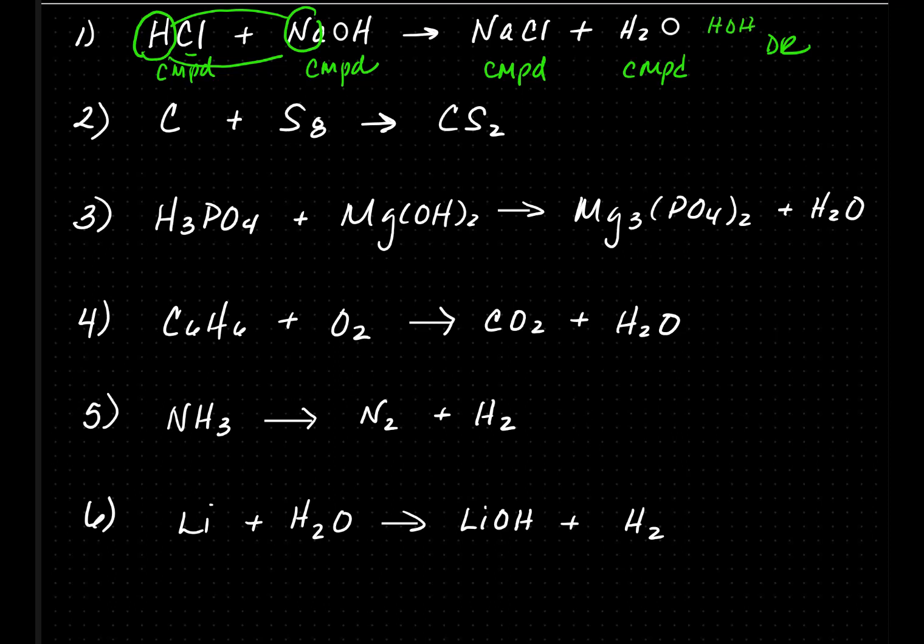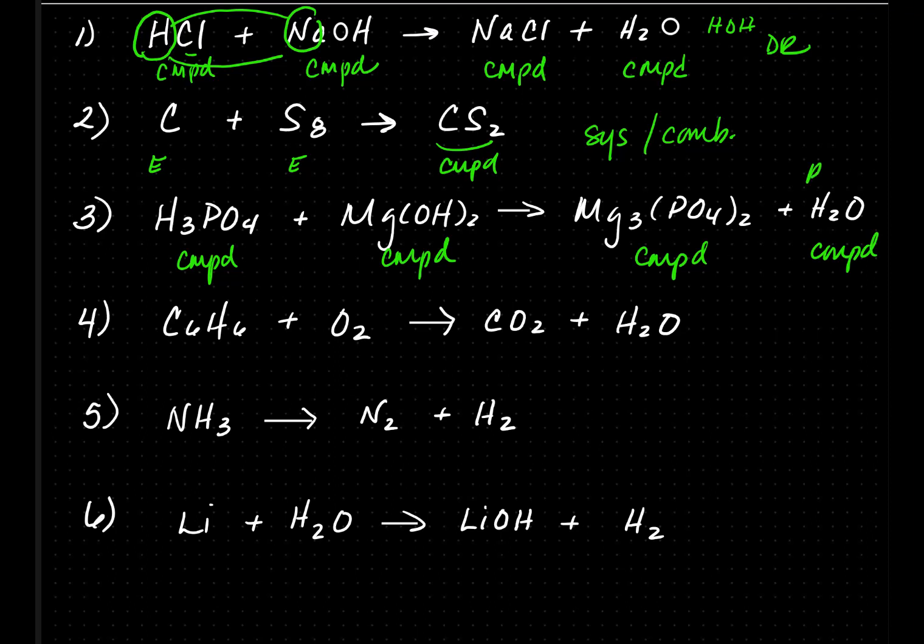We have an element here. We have an element here. And one big compound at the end. So this is a synthesis or a combination. Here we have a compound, and we have another compound. And at the end, we have a new compound and a new compound. So this is a double replacement. So hydrogen here, for acids, behaves like a metal. It swaps partners with magnesium. So magnesium's new partner is phosphate right here, and hydrogen's new partner is hydroxide, which can be written as HOH.